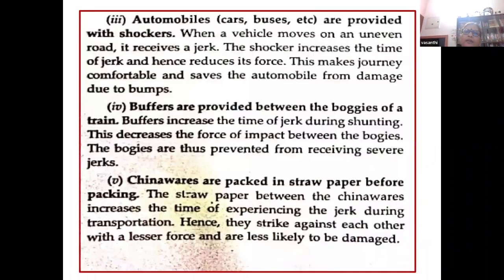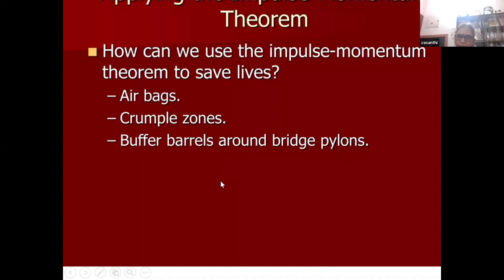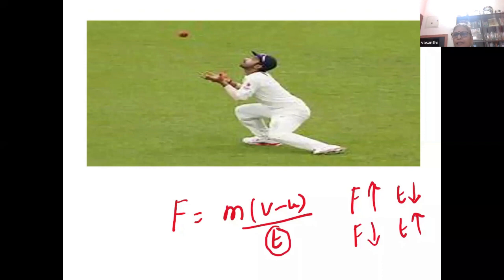Please discuss many questions. Automobiles are provided with shockers. Cushion seats are provided. The shockers increase the time of jerk and hence reduce the force. This makes the journey comfortable. Buffers are provided between the bogies of a train during shunting. China wares are packed in straw paper before packing. Airbags, crumple zones, buffer barrels around bridge pylons: all these are effects of impulse and momentum. Either I can increase the effect of the force or I can decrease it, by increasing or decreasing the time interval for the change in momentum accordingly.